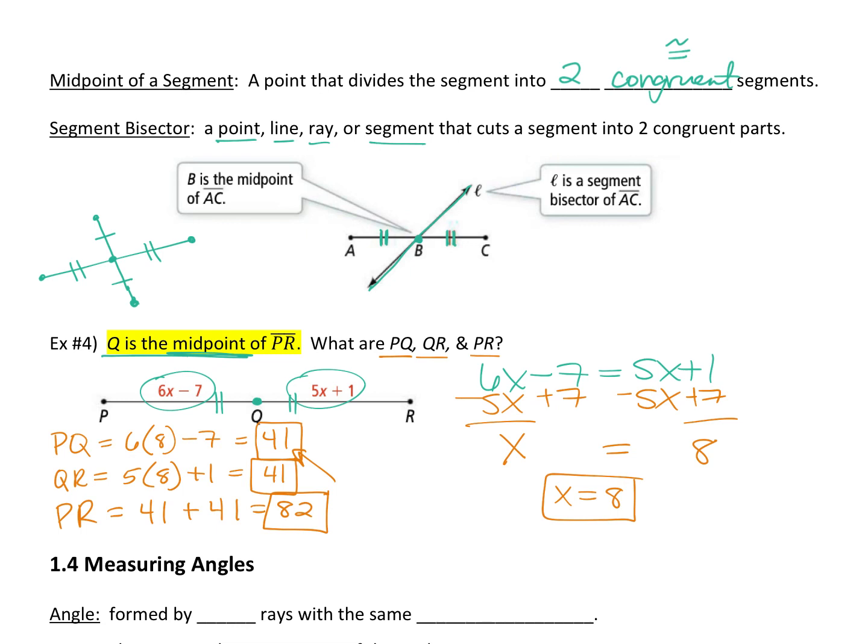Okay, do you see the difference between example 2 and example 4? Example 4 says this is a midpoint, or sometimes they'll just mark them congruent. Then you know it's a midpoint. Example 2 said, here's the pieces, the whole thing equals this. Set it equal to the whole thing. Okay?